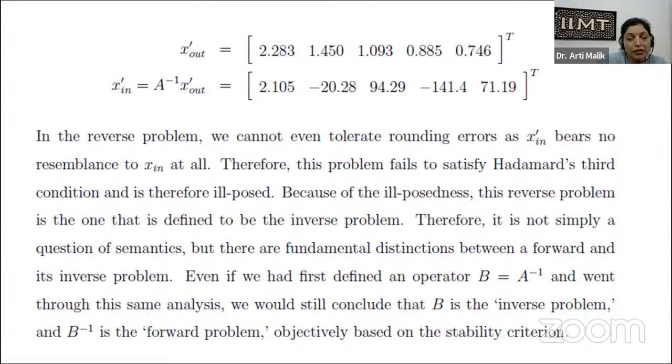Because of ill-posedness, this is the inverse problem or reverse problem. Therefore, it is not simply a question of semantics, but there is a fundamental distinction between the forward and inverse problem. Even if we had first defined the operator B equal to A inverse and gone through this same analysis, we would still conclude that B is the inverse problem and B inverse is the forward problem, objectively based on the stability criterion.